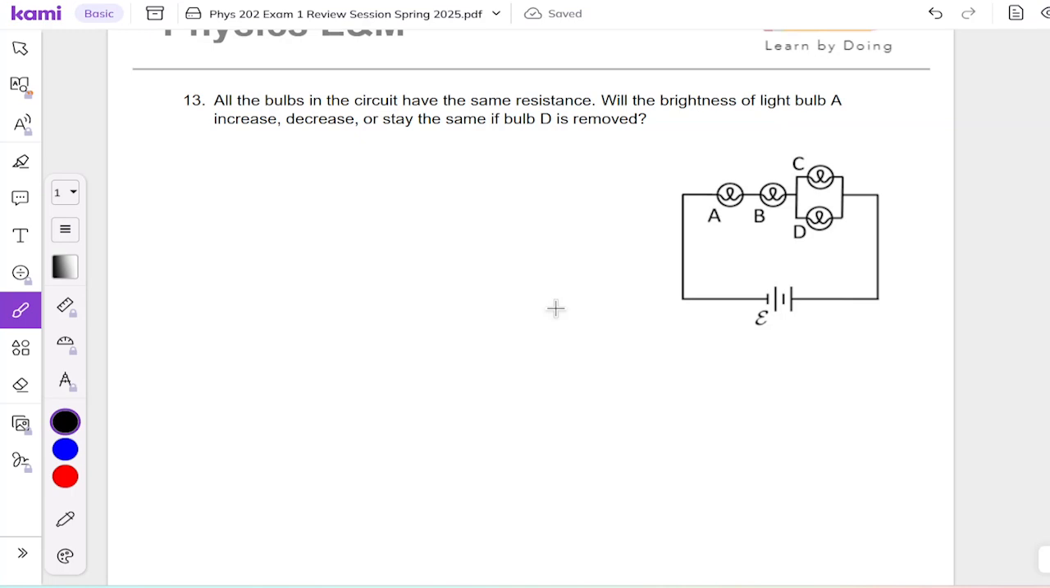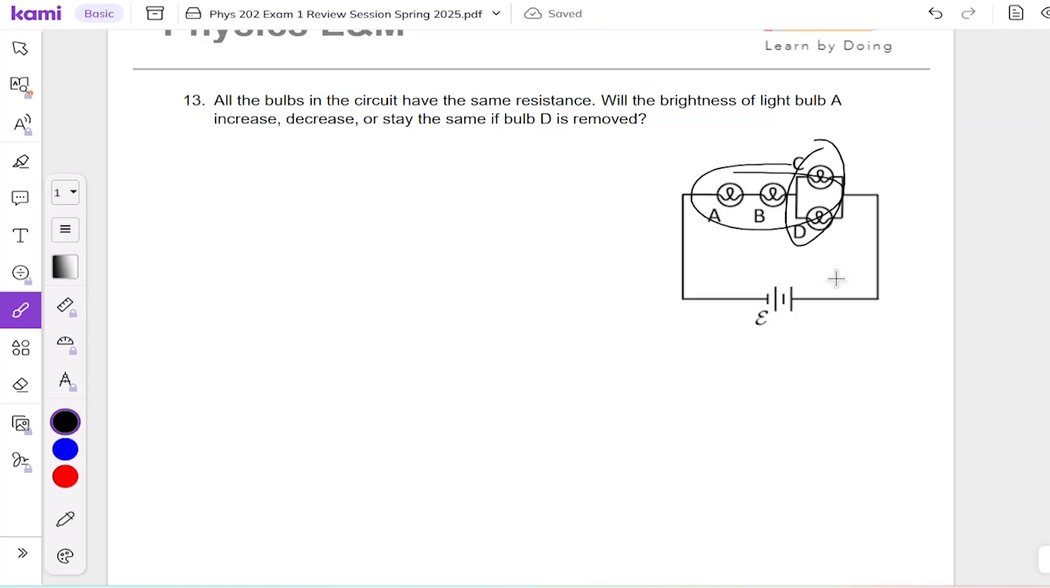Next we have number 13. This is a really good question. All the bulbs in the circuit have the same resistance. Will the brightness of light bulb A increase, decrease, or stay the same if bulb D is removed? It's a great question. And again, Professor Young and every professor in this country seemingly wants you to be able to figure it out by looking at it hard enough and saying, okay, well, these are in parallel, but then these are in series, so it's going to increase.